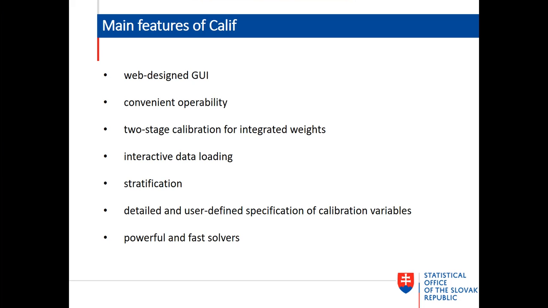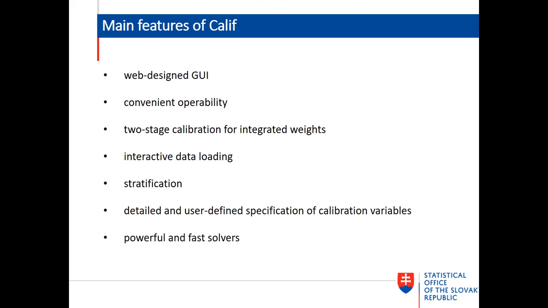The main features of Calif are, of course, the web design graphical user interface and very convenient operability. Two-stage calibration for calculation of integrated weights is also incorporated. The data can be loaded very interactively. Calif also allows for stratification. We can calibrate for each stratum separately.